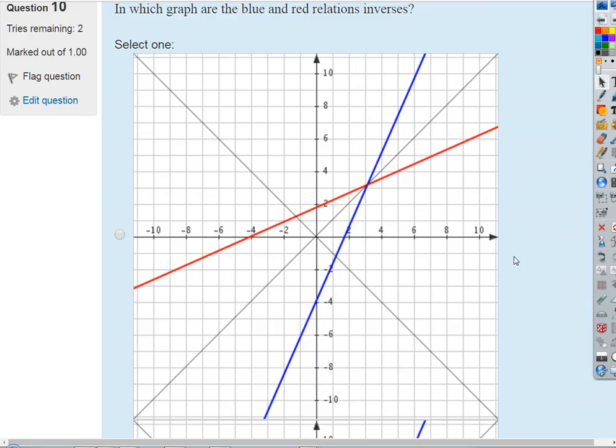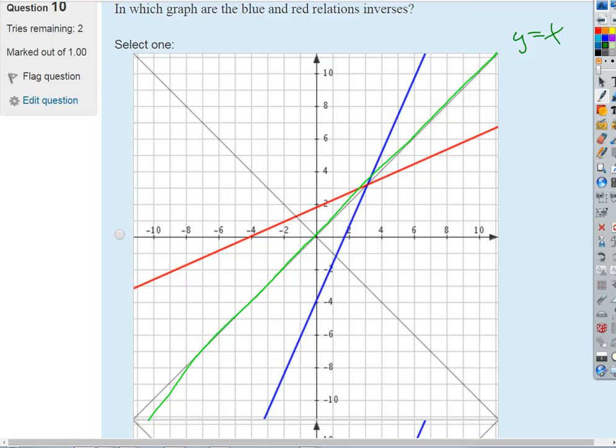Remember this, it's been a while since we talked about this, but it's this line right here. That's the axis of symmetry for inverses. Okay, and that's just the line y equals x. So in this case, that's actually the one that works, isn't it? First one. Everybody see that the blue and the red, if I fold the graph on that green line, they overlap perfectly? That's it. That's the symmetry that inverses have.